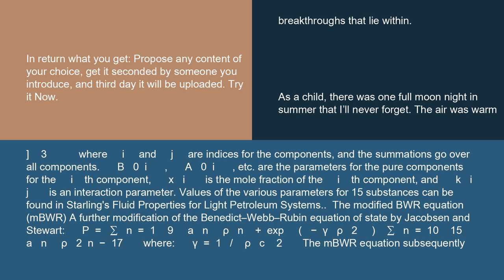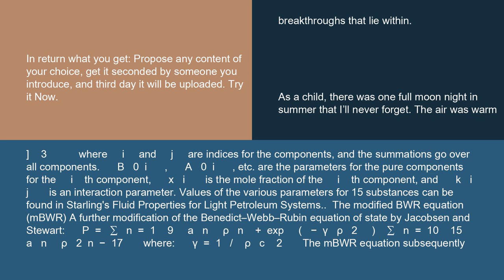where I and J are indices for the components, and the summations go over all components. B0i, A0i, etc. are the parameters for the pure components for the ith component. Xi is the mole fraction of the ith component. And Kij is an interaction parameter.